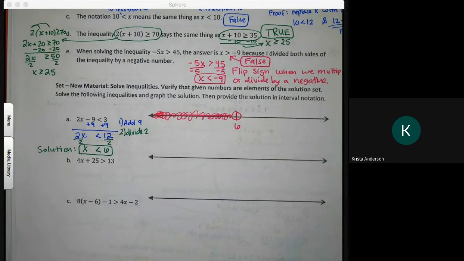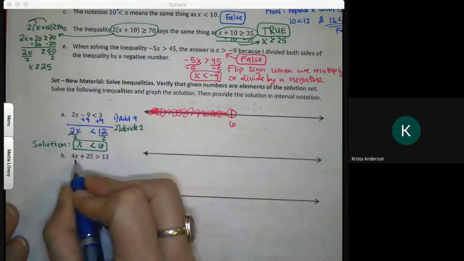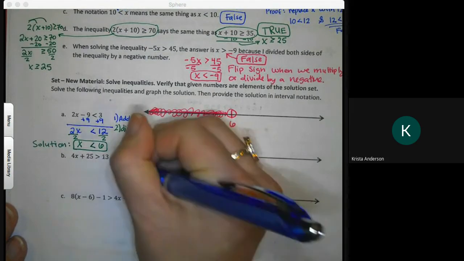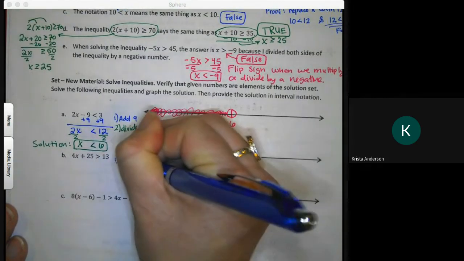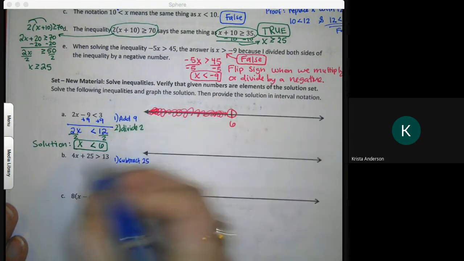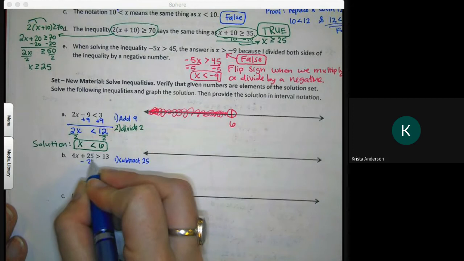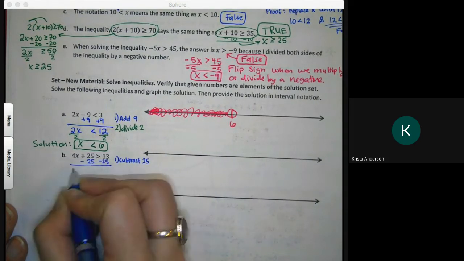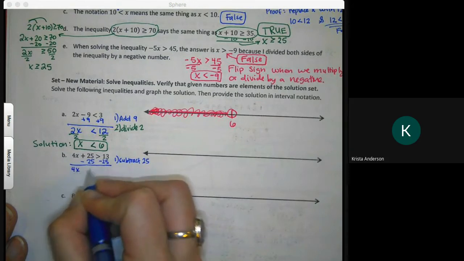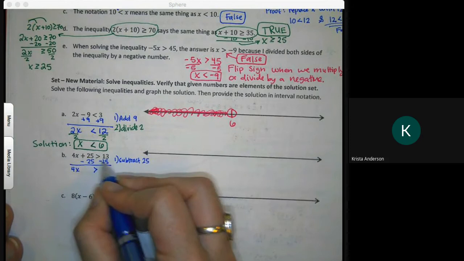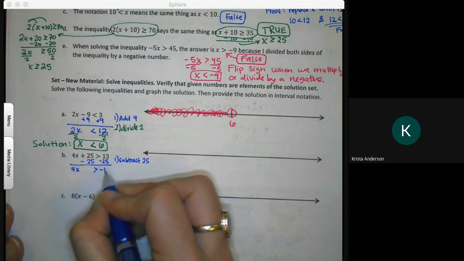Question B. My first step, I look, I have x is being multiplied by 4 and a plus 25. So my first step is I'm going to subtract 25. I want to get rid of plus and minus signs. My inequality stays the same. 13 minus 25 is negative 12.